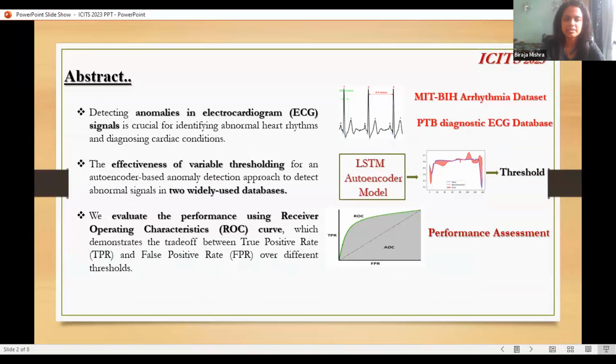Identifying abnormal heart rhythms in ECG signals is crucial for diagnosing different cardiac conditions. These heart rhythms are often recorded using ECG. There may exist some abnormal patterns in the ECG signal. These are called anomalies. In our work, we have taken two widely used datasets, one is MIT-BIH and the other is PTB diagnostic, to show the effectiveness of variable thresholding for an autoencoder-based anomaly detection approach. The autoencoder we have used to calculate the reconstruction error, using which we can set a threshold for the anomaly detection process. And finally, we have evaluated the performance of our methodology using ROC curves.